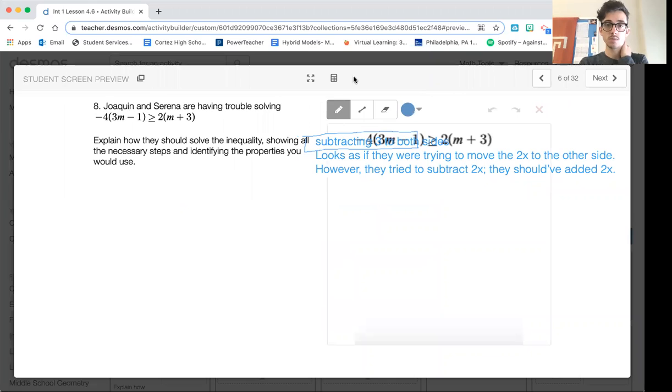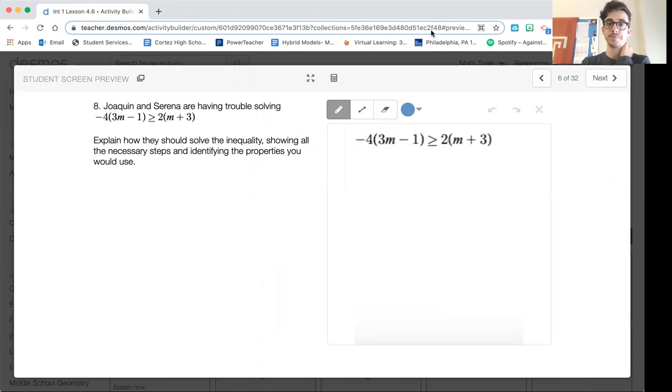Take a moment, pause, read through this. We'll touch base in a second. I'm just going to go to town on this. I'll explain my steps when I'm all done, but I know that I see parentheses here, so I'm going to try and get rid of those. -4 times 3m gets you -12m. -4 times -1 gets you +4. This is less than or equal to 2m plus 6. And then I would call this distribution on both sides.